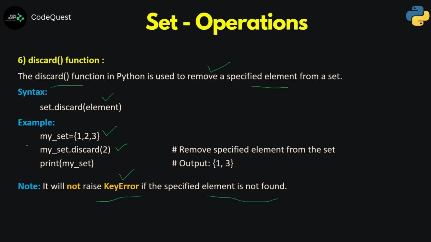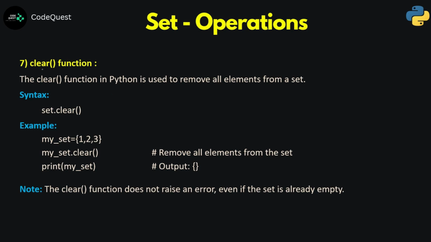So in this example, let's say we have taken my set holding 1, 2, 3, and I'm writing discard of 2. I'm trying to remove the element 2 because 2 exists here. Hence it is going to give me the remaining elements, that is 1 and 3. Now in place of this 2, I'm going to write 5. 5 is not available in this set, but still I am not going to get any exception. That is the most important difference between remove and discard.